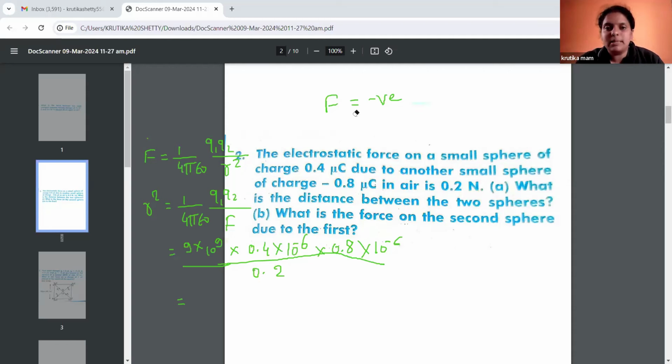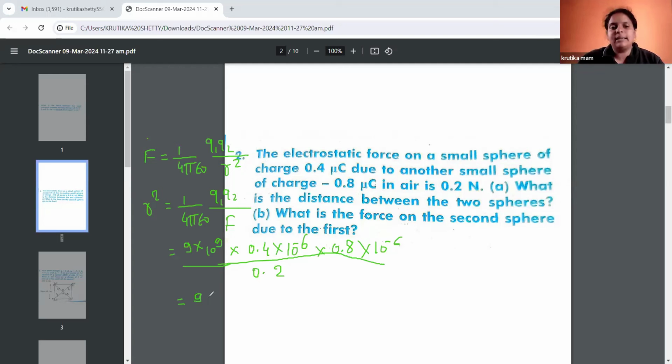So when the force is repulsive, the F value will be negative. So with F negative, and the charge here, two minus signs, minus divided by minus is nothing but what? Plus only. Okay. So you can do the further simplification here, students.